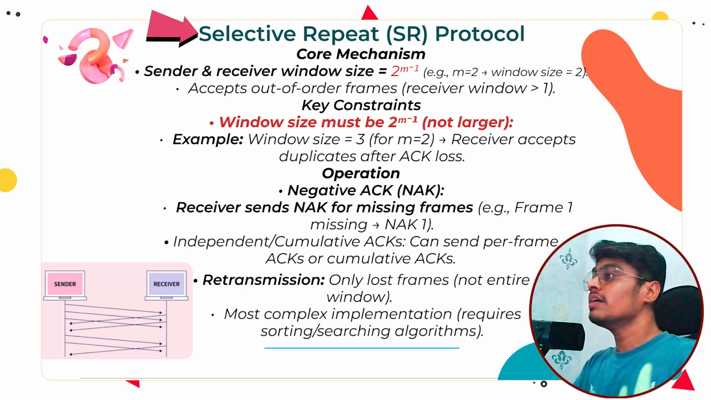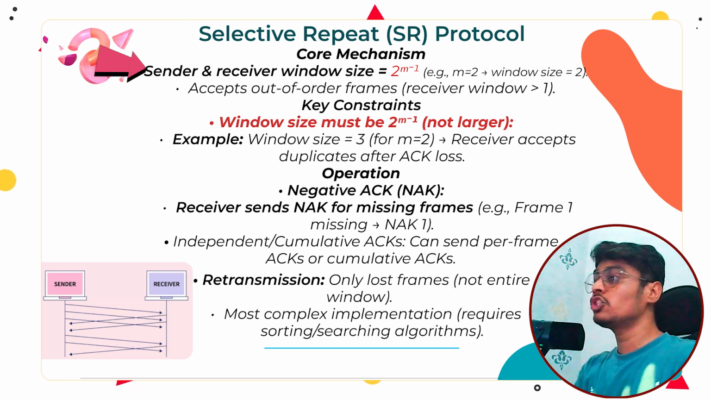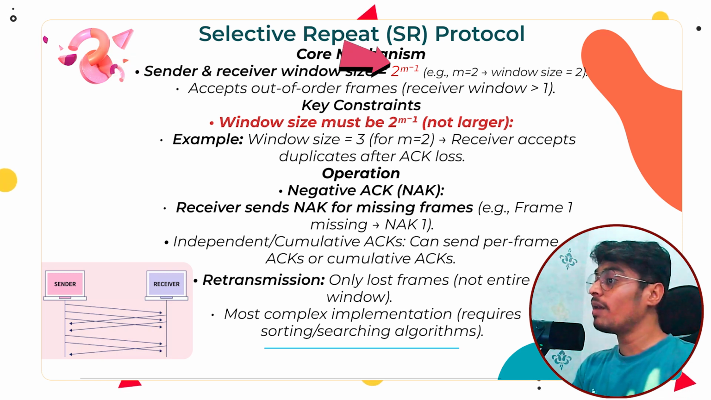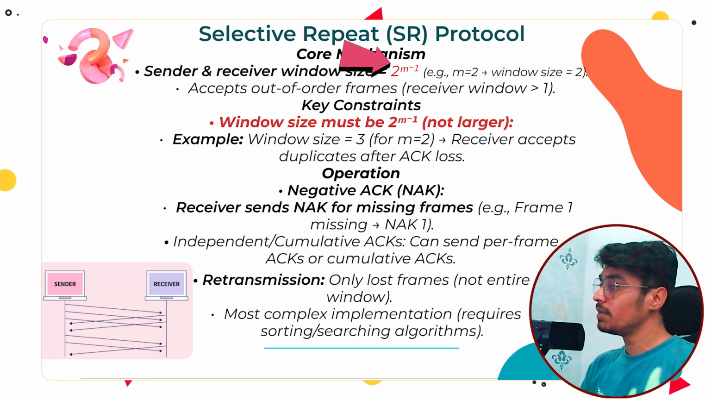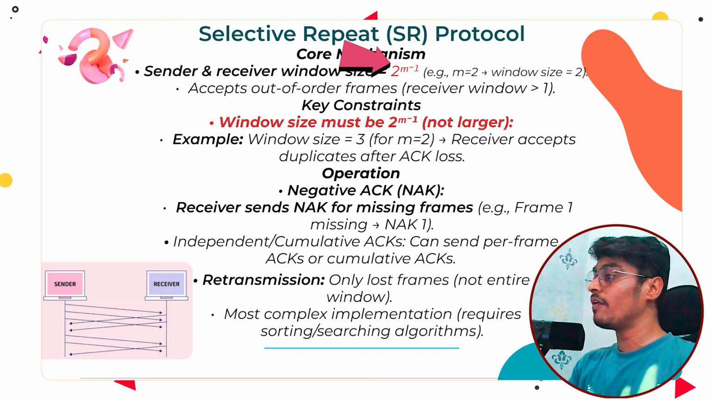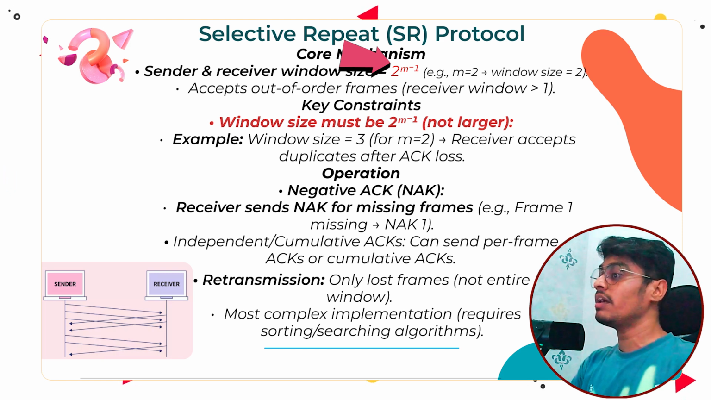In selective repeat, remember that the sender window size is 2^(m-1) and the receiver window size is also 2^(m-1). So both the sender and receiver have the same window size. Notice the difference. In Go-Back-N, the formula was 2^m - 1, with the minus 1 below, but here it is 2^(m-1). The minus 1 is above, in the exponent.